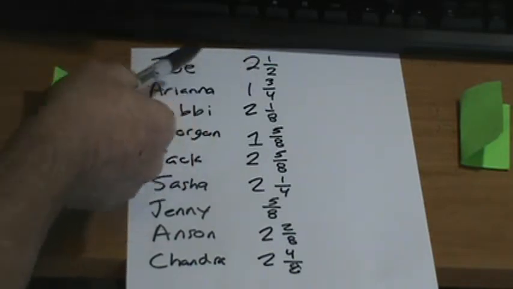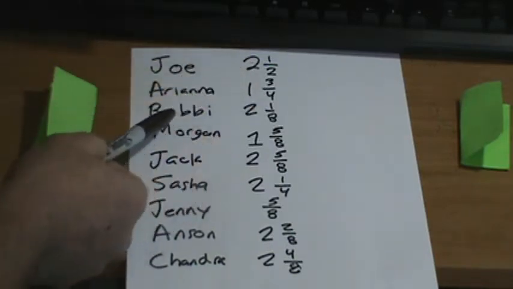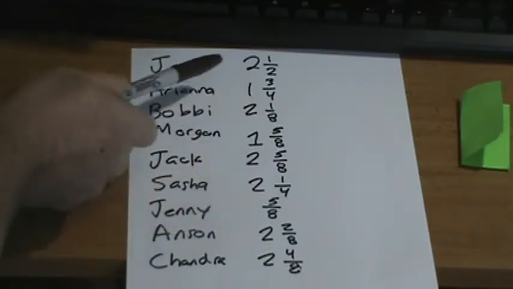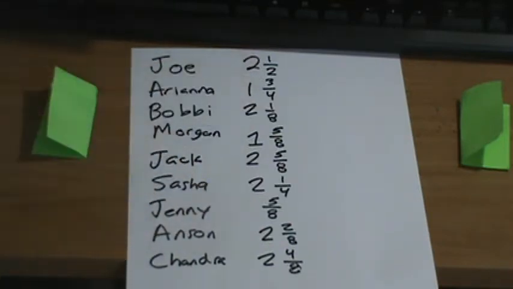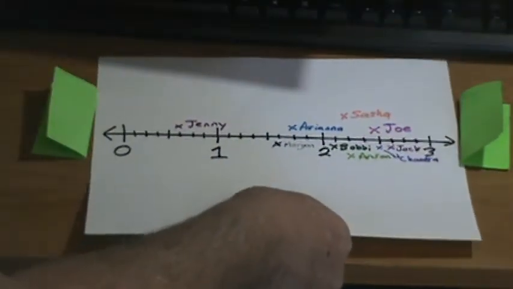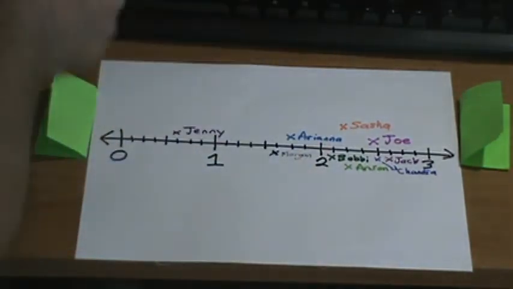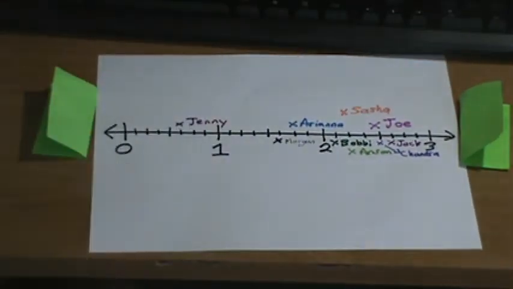So we saw Joe ran 2.5 miles, Ariana 1 3/4, Bobby 1 1/8. And we noted that the denominators 2, 4, and 8 were consistent throughout this, but we had to plot them on a number line. So what we did, we created a number line, and we knew that no one ran less than 0. Pretty hard to do unless they ran backwards. And no one ran more than 3.